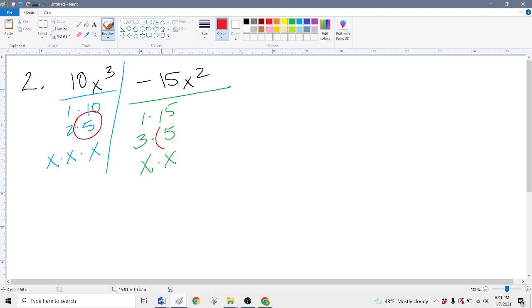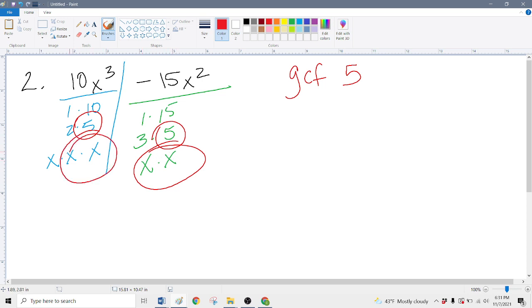So our greatest common factor for our number part is 5. And since the term with fewer x's has x squared, compared to the term that has more x's, our GCF is 5x squared. You always want to look at that short list, right? We can't take any more than the 2 that we have here. And then, of course, we're going to put that original expression into a 2 by 2 box.